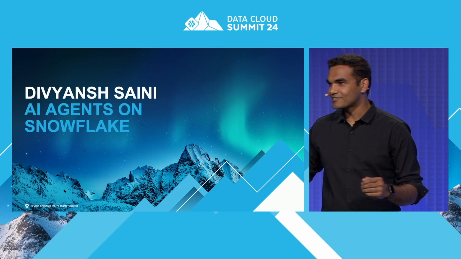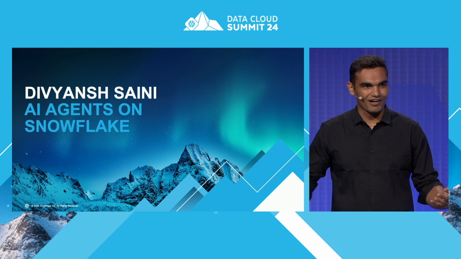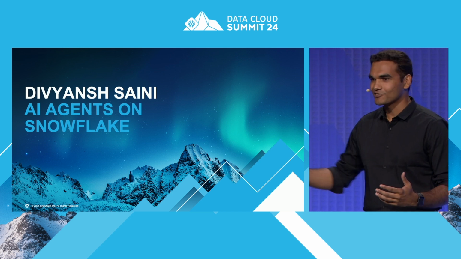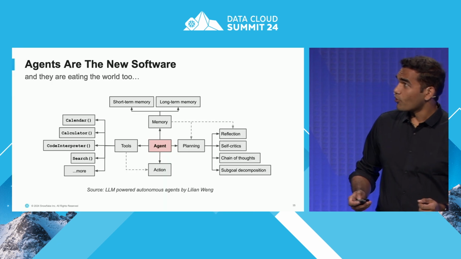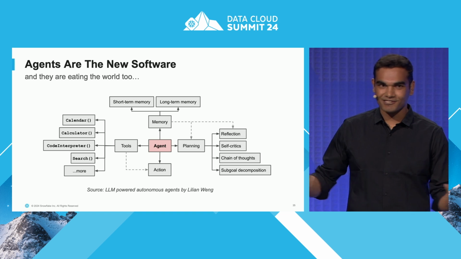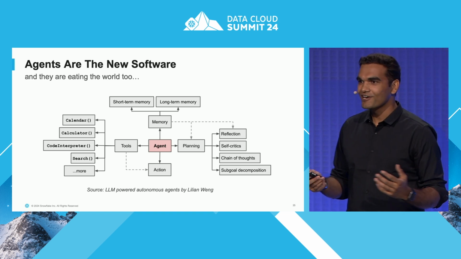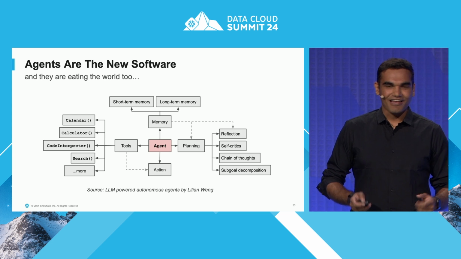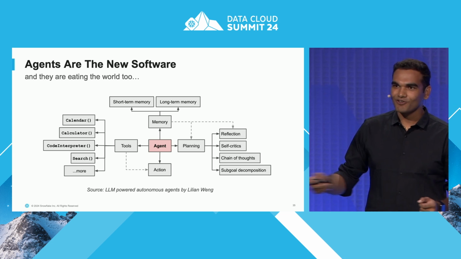What this is going to be is a very high-level overview of what agents are, and why we think that's going to be the next level of evolution for enterprise software. So agents are the new software. Now, Andreessen Horowitz is a very famous Valley-based VC firm that talked about software eating the world. This was probably more than a decade ago. Now we think that agents are going to be eating software.